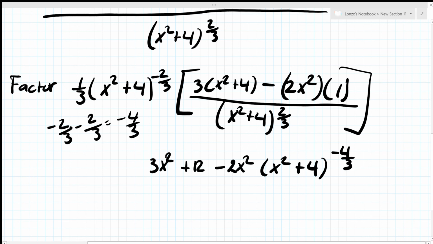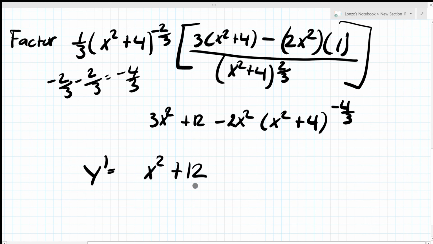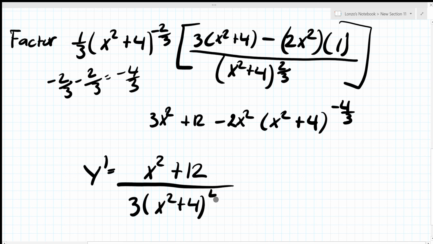So when you do all the work, you're going to get y prime equals (x squared plus 12) all over 3 times (x squared plus 4) raised to the 4/3 power. So this is your final answer.